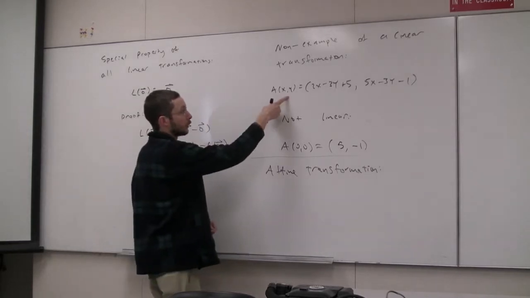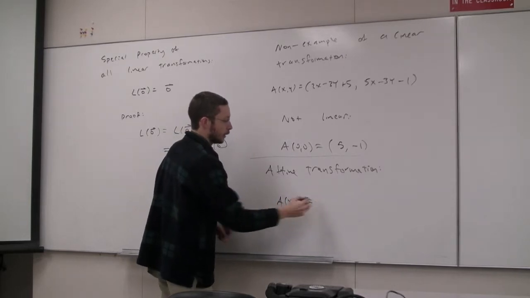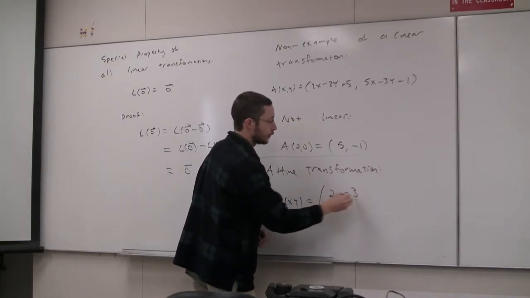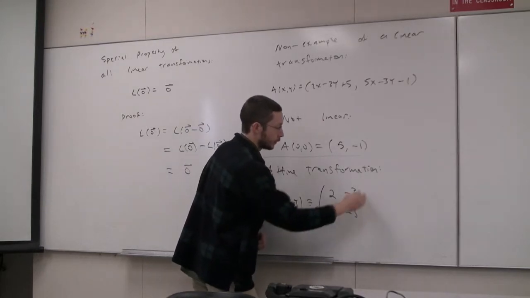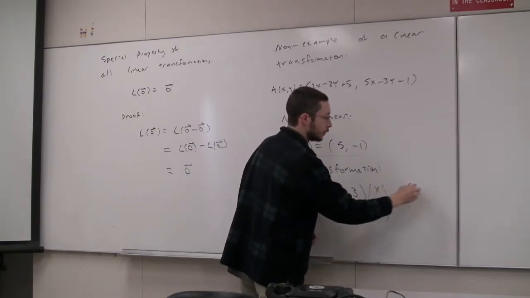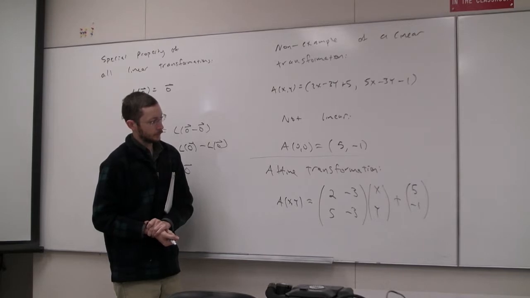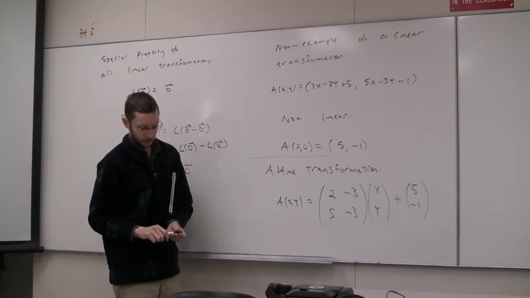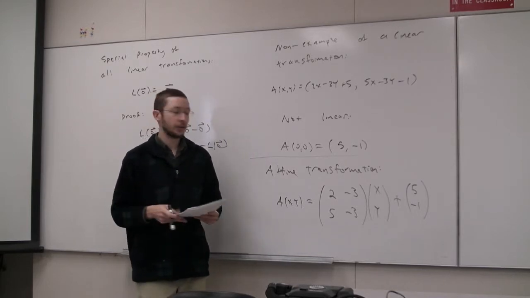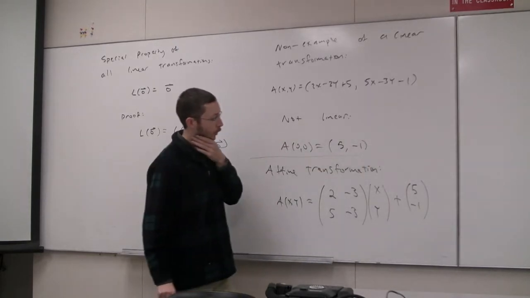So what we'll do is write this thing in matrix form to see its structure a little bit more clearly. Basically, it's the matrix 2, minus 3, 5, minus 3, times this column vector x, y, plus this column vector here, 5, negative 1. And so, even though it's not a linear transformation, we see that it has a linear transformation at its heart, and it's just been shifted by the vector 5, negative 1.